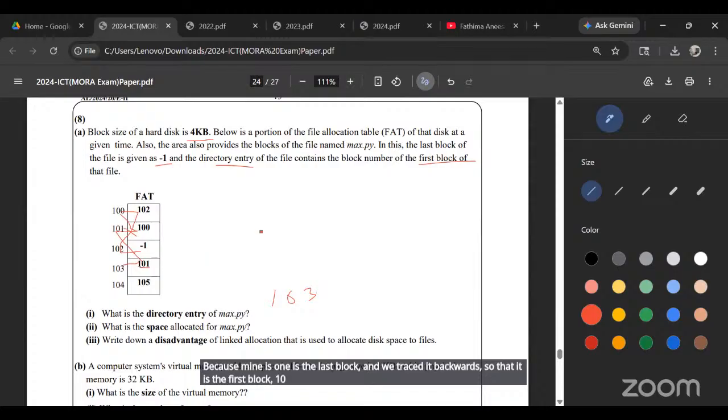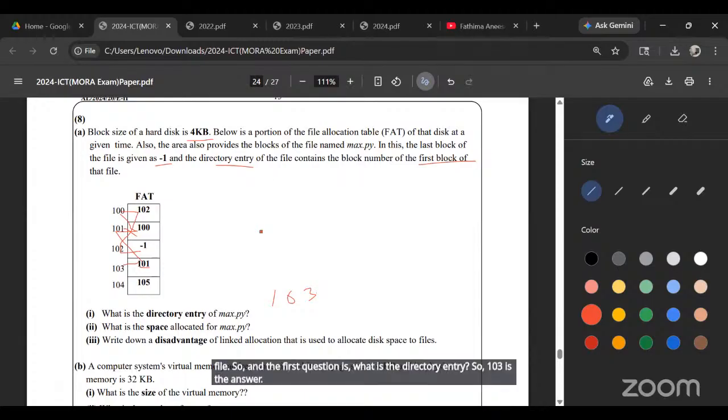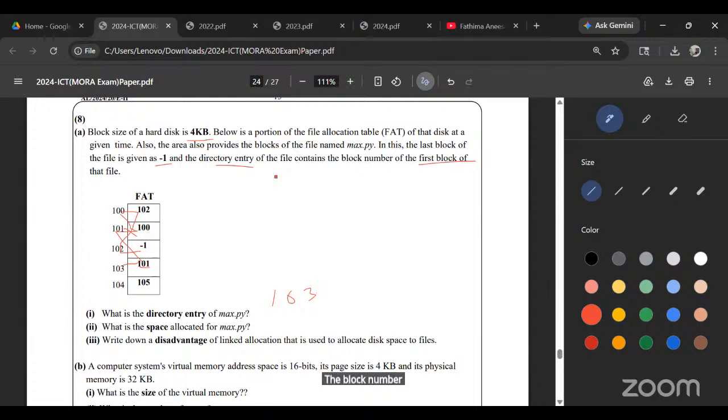And they are saying that the directory entry is the first block of the file. So their first question is what is the directory entry? So 103 is the answer. The block number 103. Got it? Okay. So remember it, after the session, do the questions again, it will be more clear.